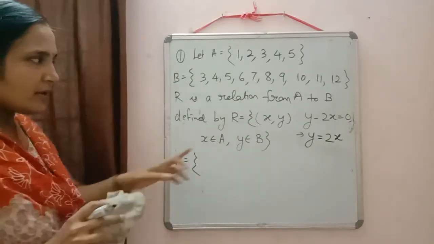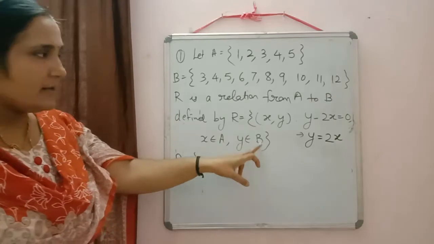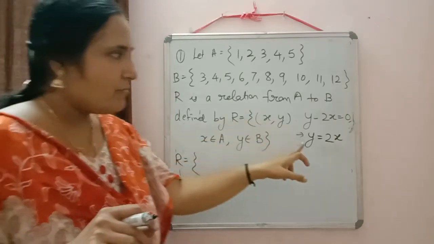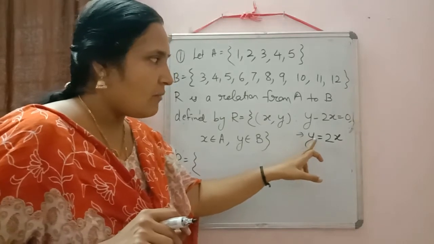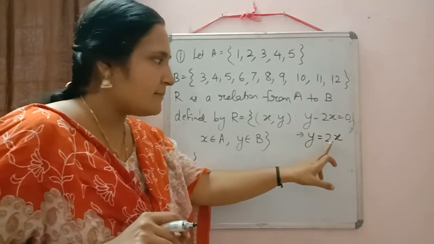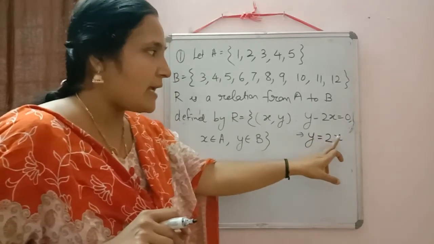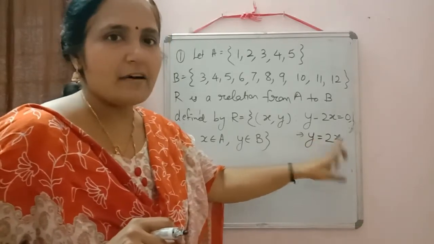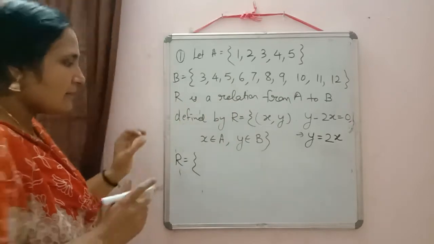Obviously we know y is the second element and x is the first element in the ordered pair. So what is the meaning here? y is equal to 2x, so y is 2 times x. The second element is twice the first element. So now we will start taking the elements.